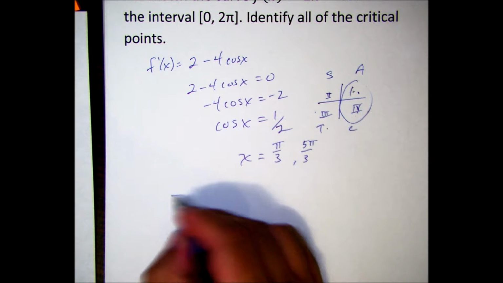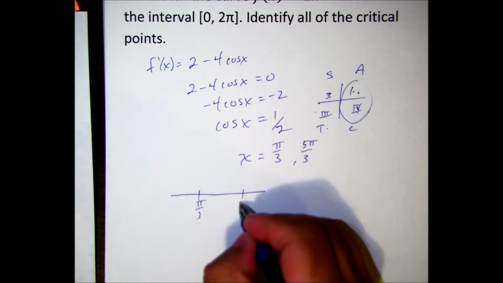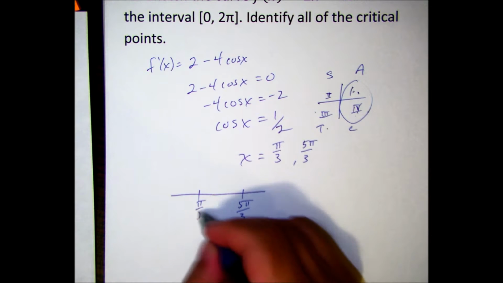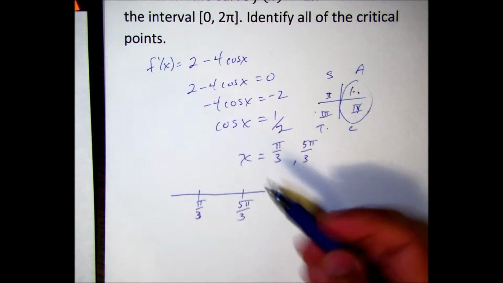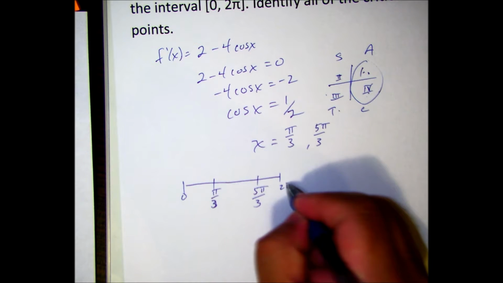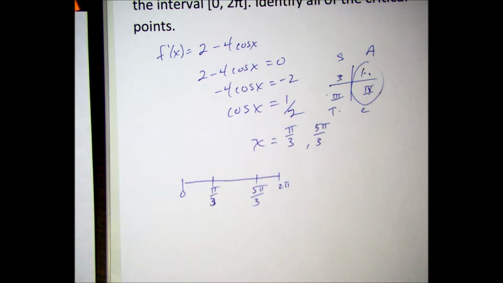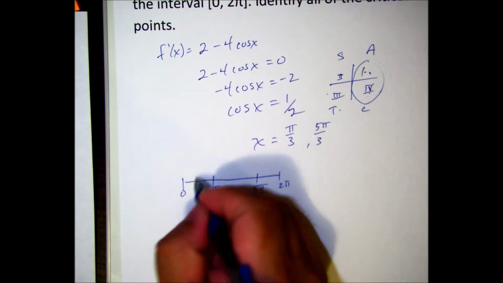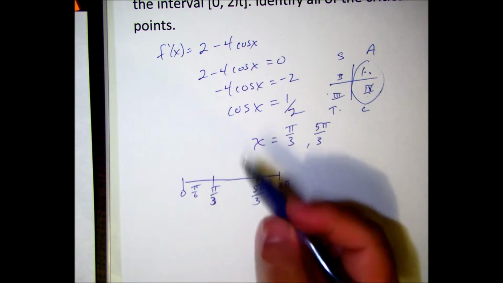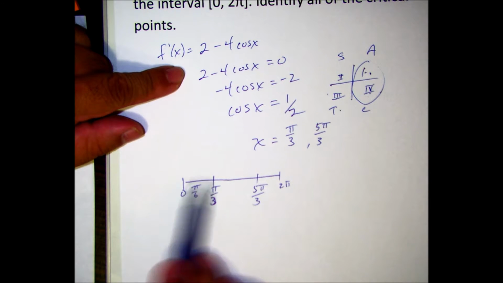Let's make a sign chart real quick. So pi over 3 and 5 pi over 3. I know that doesn't look like a 3. Okay, and we can't use 0, and we don't want to use 2 pi because that's out of our range. So let's pick a number between 0 and pi over 3. Pi over 6 is good. And what are we going to do with this? We're going to stick this into the derivative to see whether it's positive or negative there.